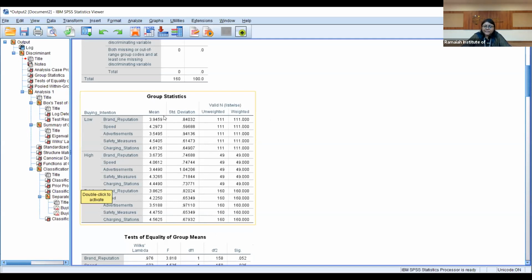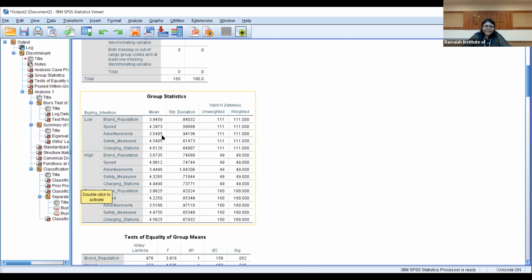Now with this, if you check the mean, in the low buying intention, for brand reputation, you see it is 3.94. But in the high buying intention, for brand reputation, you see 3.67. That means those who have a high intention to buy, the mean is less. And in the low buying intention, the mean is more.